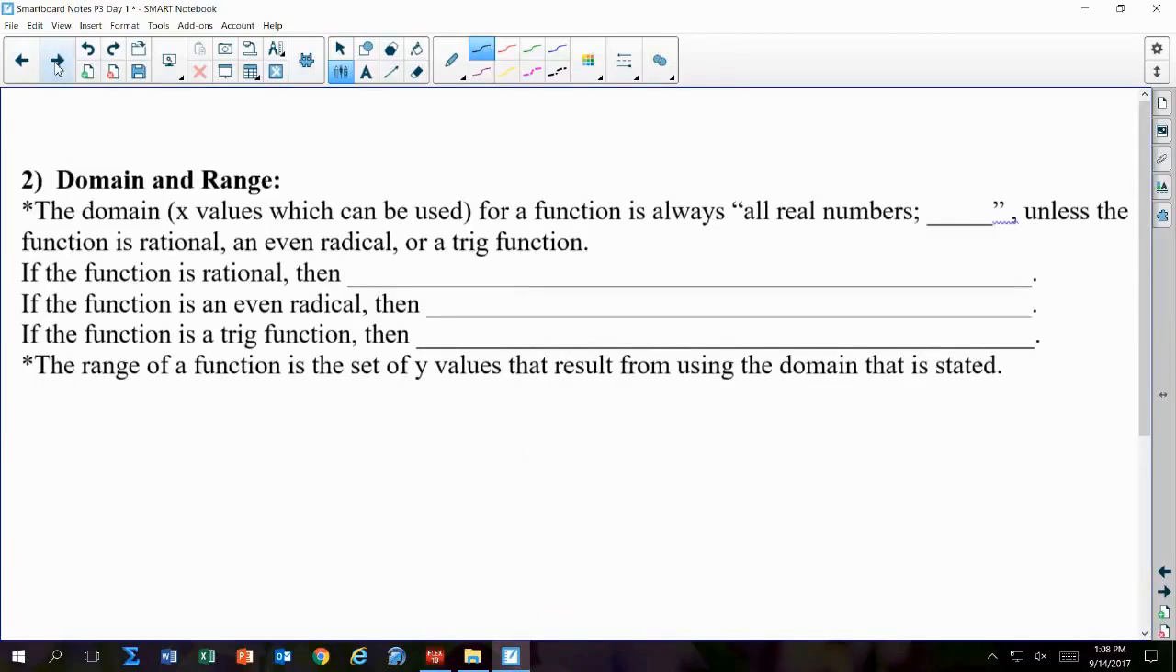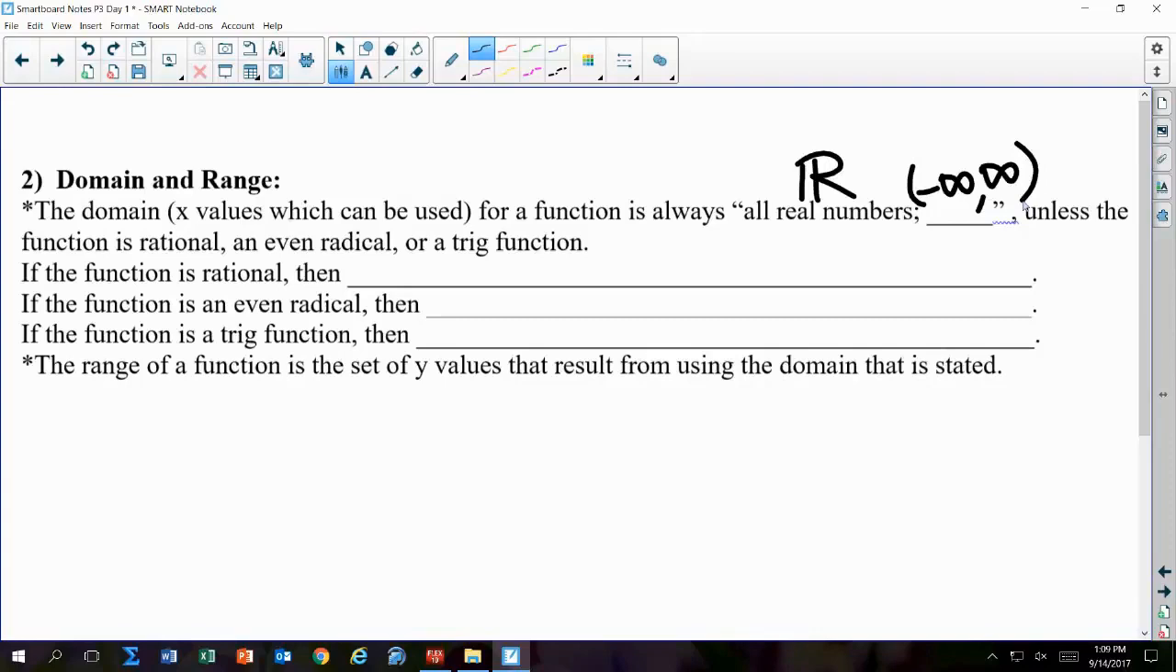All right, number 2, we're going to talk about domain and range. It says the domain, the x values which can be used for a function, is always all real numbers. And again, all real numbers, the symbol for that is the capital R with the double line through it. And it says for a function, the domain is always all real numbers unless the function is rational, an even radical, or a trig function. What's another way that we can write all real numbers using interval notation? Great. Negative infinity to infinity is another way we can represent all real numbers.